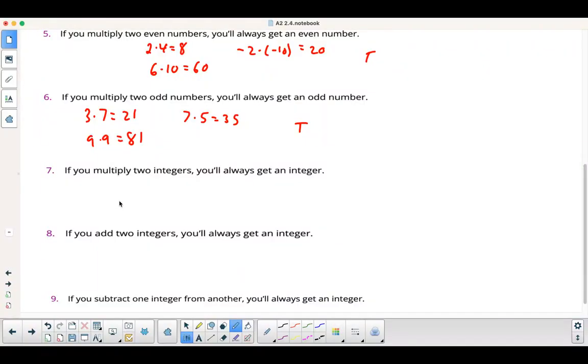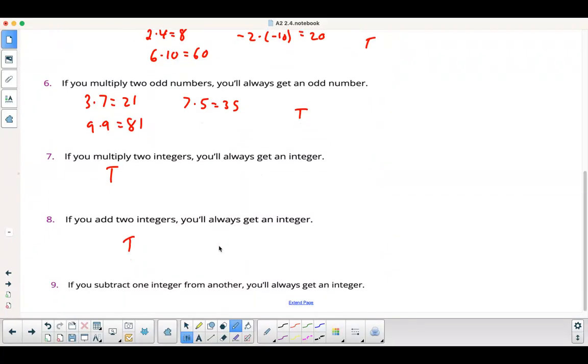Number 7. If you multiply two integers, you'll always get an integer. I think that would be true. We don't need to go through all those. You learned your times tables back in grade school, and you know that integer times integer always equals integer. Same thing here. If you add two integers, you always get an integer. I would agree. And then last one, if you subtract one integer from another integer, you always get an integer. That is true. One of the numbers would have to be a decimal or a fraction to get a non-integer solution.